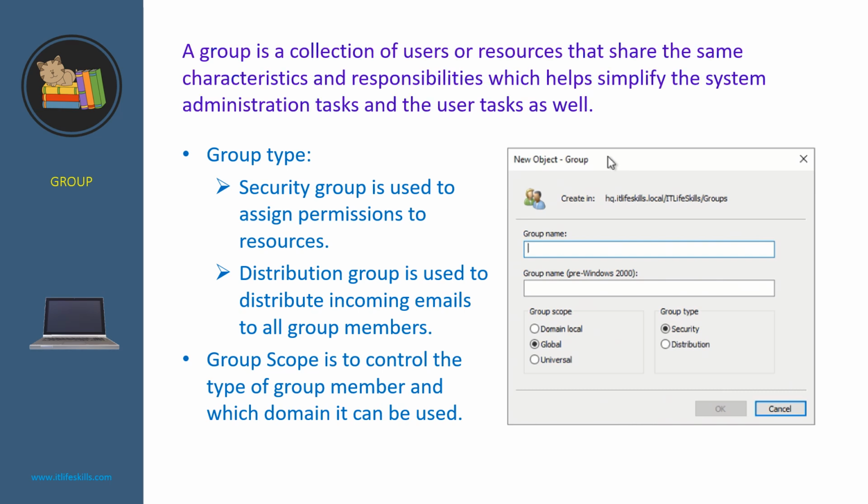As you may know, a group is a collection of users or resources that share the same characteristics and responsibilities, which helps simplify the system administration tasks and the user tasks as well. When we create a new group, we have to specify group type. The group types can be security group, which is used to assign permission to resources, or it can be distribution group, which is used to distribute incoming emails to all group members.